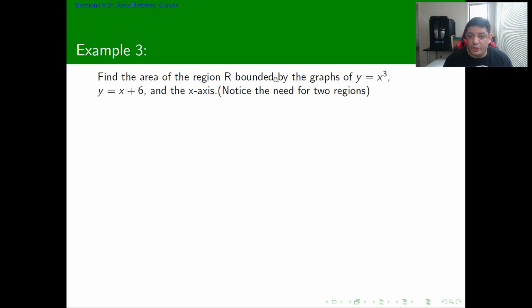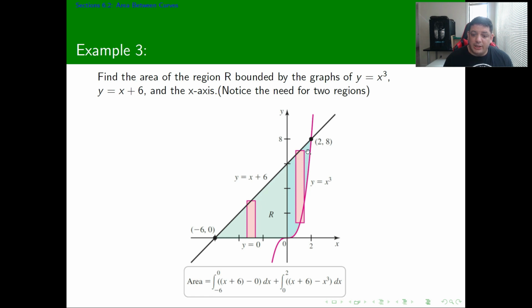We have the region bounded by the graph of y equals x cubed and y equals x plus 6. Notice that if we write that, it's going to give us the need for two regions, because the x cubed function is going to give me this, and the x plus 6 is going to give me this. And not all the time is this region necessarily going to be bounded by the two functions. This small region here is only bounded by the x plus 6 function, and there is no need to include the x cubed. So as you can see, the first part of the area from minus 6 to 0 is just the function x plus 6 minus 0.